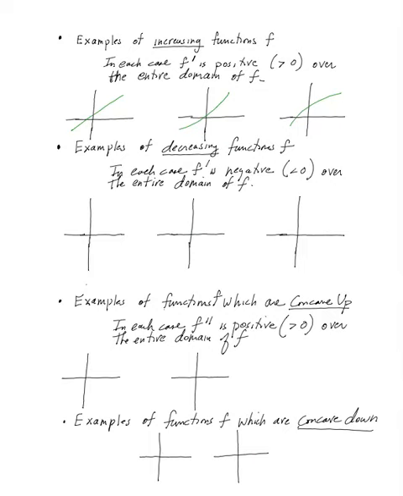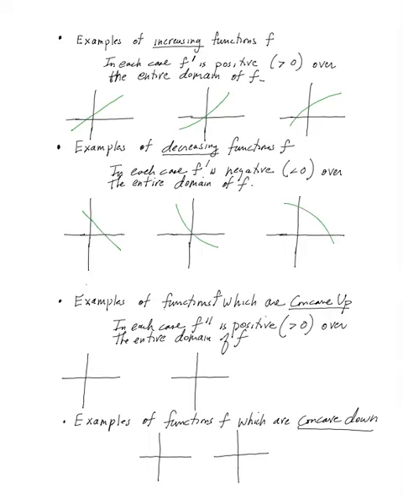Some examples of decreasing functions. All these functions are decreasing over the entire domain over which I've graphed. So in each case, the first derivative is negative. In other words, the slope of the tangent line is always negative at each point. Note that I'm graphing f, not f prime, graphing f. But f prime tells us something about the graph of f.